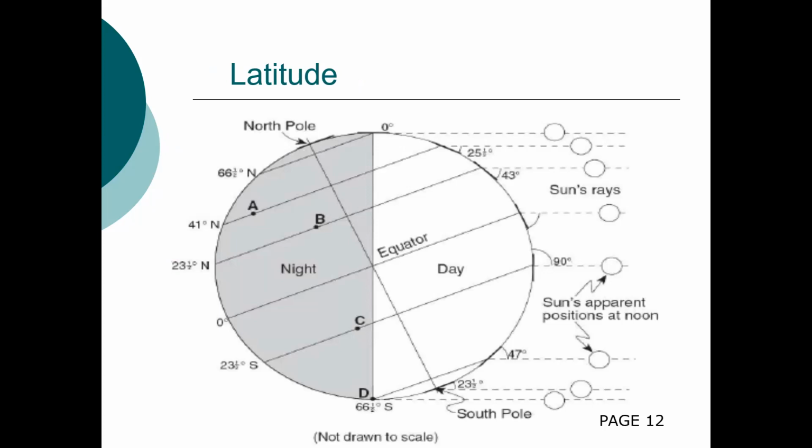What's the latitude of the North Pole? It's not labeled. 90. You should remember that as well. What about the South Pole? That is also 90. So this is 90 degrees south. I should have labeled that one with the 90 degrees north.